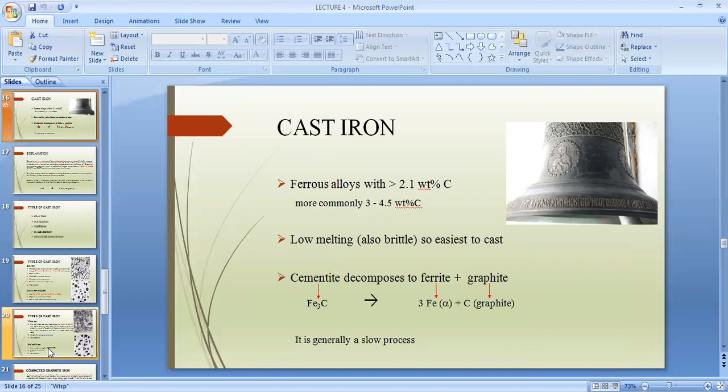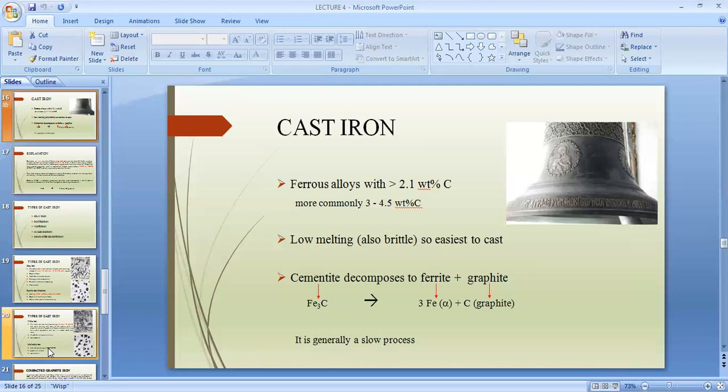Okay, the ferrous alloys normally with more than 2.1% by weight of carbon, we call it cast iron. They have a low melting point, so they can easily be melted and cast, and they are also brittle. So its cementite decomposes into ferrite and graphite. Ferrite is actually alpha iron.